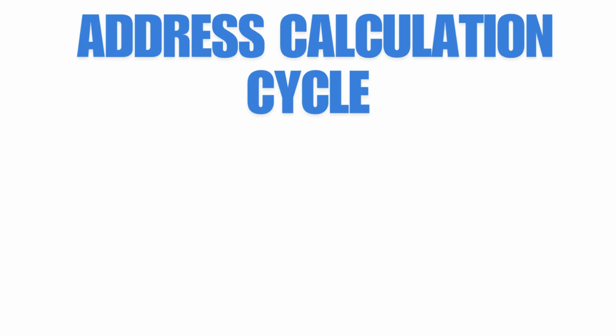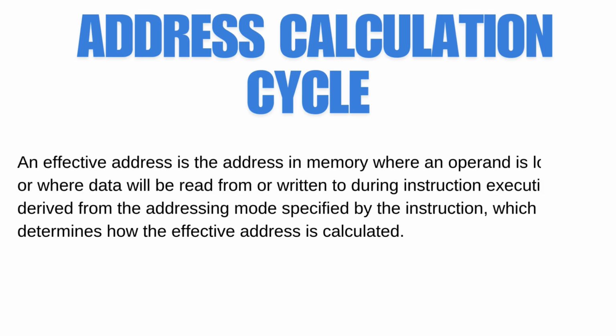Once the opcode is decoded, we enter the address calculation cycle. Operands are usually stored in registers, RAM, or as constants in the instruction. The main job of this cycle is to calculate the effective address of the operand. An effective address is the final memory address of the data. It is often calculated dynamically based on the instruction's addressing mode and the values of registers or memory locations involved.